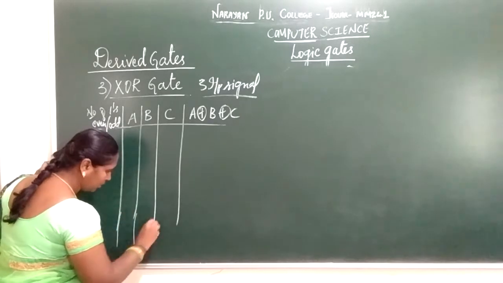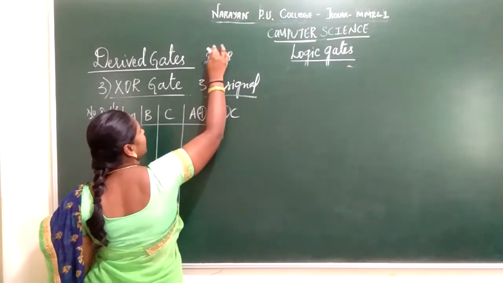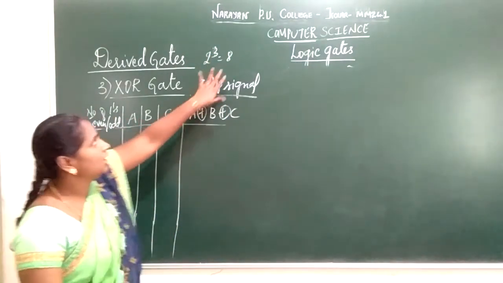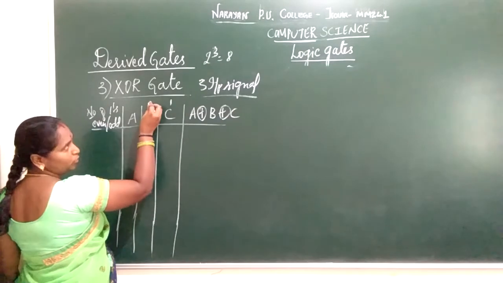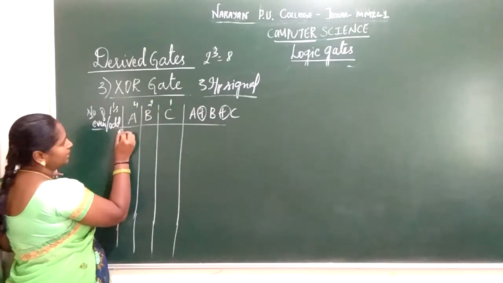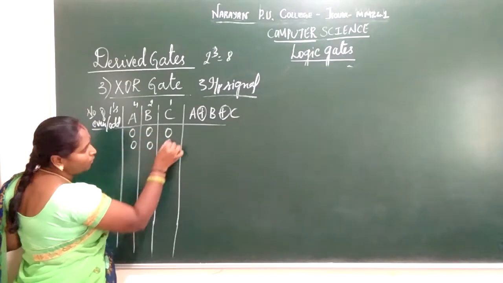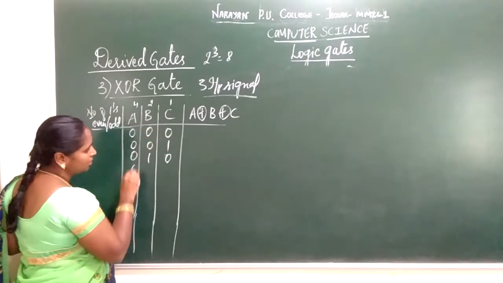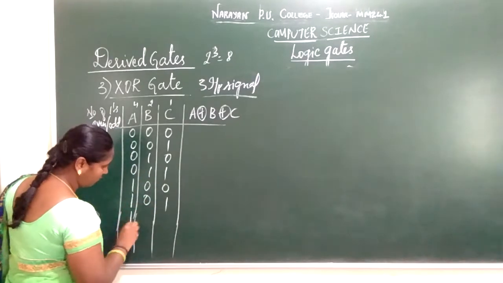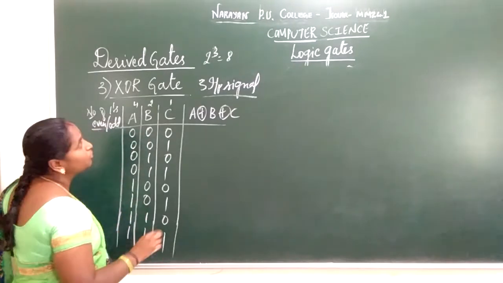And for 3 inputs, I have already discussed that 2 to the power of 3 is nothing but 8 possible ways of inputting. That is 2 into 2 into 2, which is 8. So I have to represent it in the form of multiples of 2: 1, 2, 4. First you write it side by side: 0 0 0, 0 0 1, 0 1 0, 0 1 1, 1 0 0, 1 0 1, 1 1 0, 1 1 1. This is the possible way of inputting here.